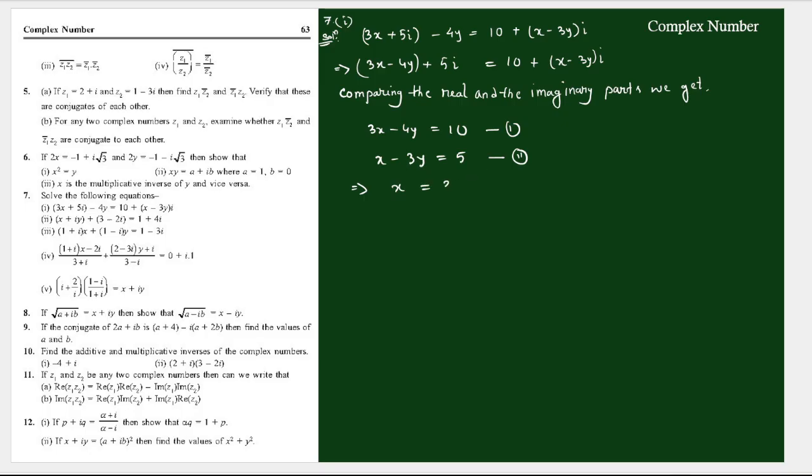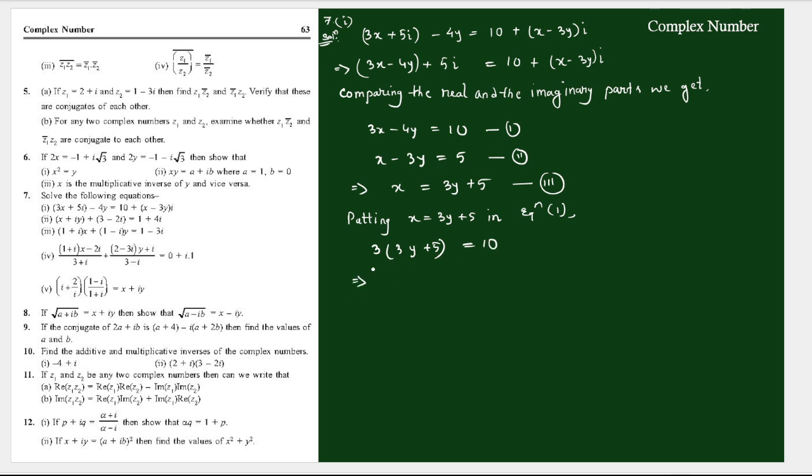From here we can find x. The 3y goes to the other side, so x equals 3y plus 5. See, this is your equation 3. Then from 1 and 3, substituting the value of x in equation 1, what will we get? Wherever there is x, we put 3y plus 5. This is your general simultaneous equation, the substitution method.